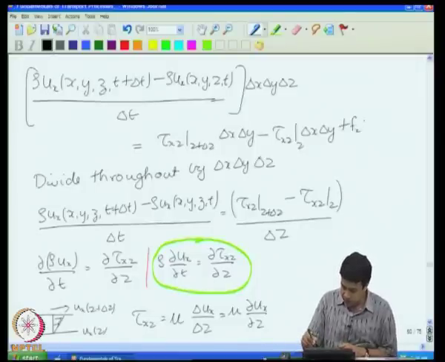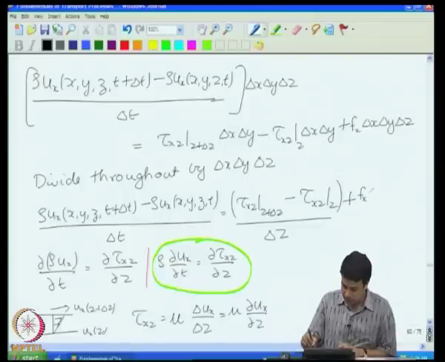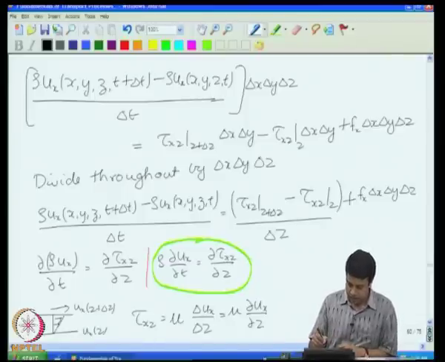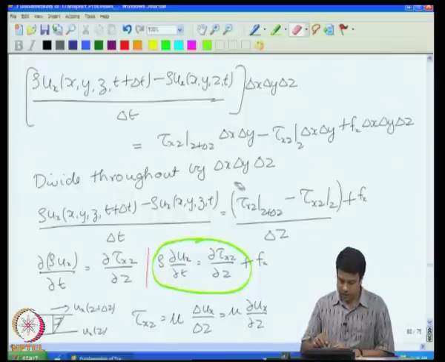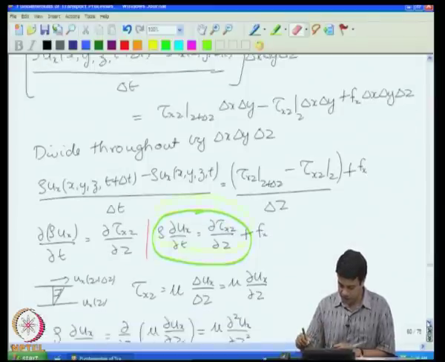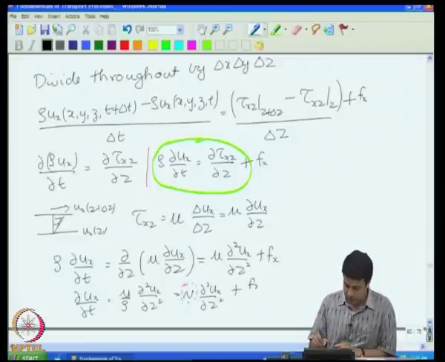Plus f x delta x delta y delta z. I have a similar force form here, plus f x delta x delta y delta z. And this carries through to this equation. I am sorry, when I write this, there should be no delta x delta y delta z. When I divide throughout by delta x delta y delta z, this delta x delta y delta z cancels and I will just get f x. And therefore, my momentum conservation equation finally is of this form plus f x, or if you divide throughout by the density, f x by rho.